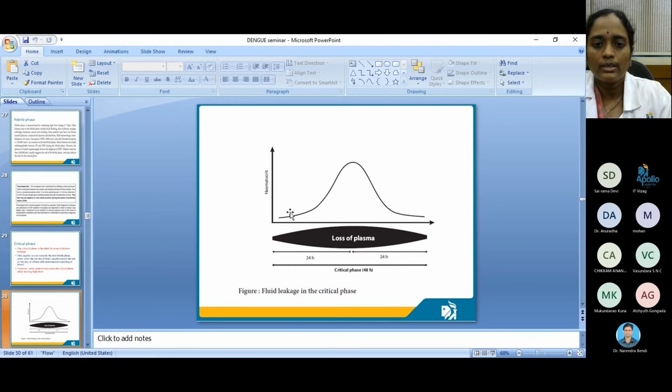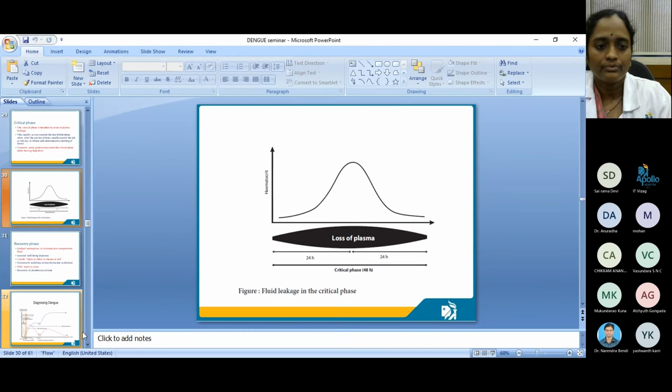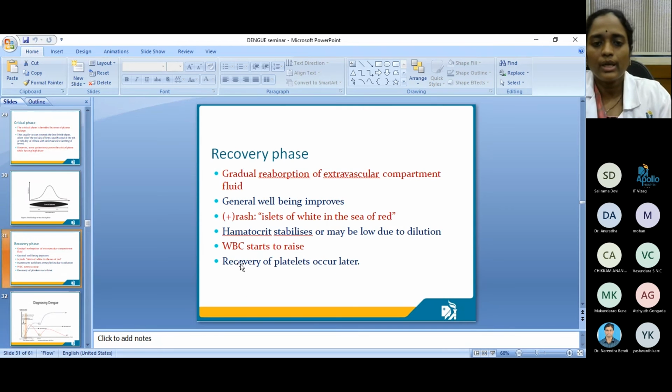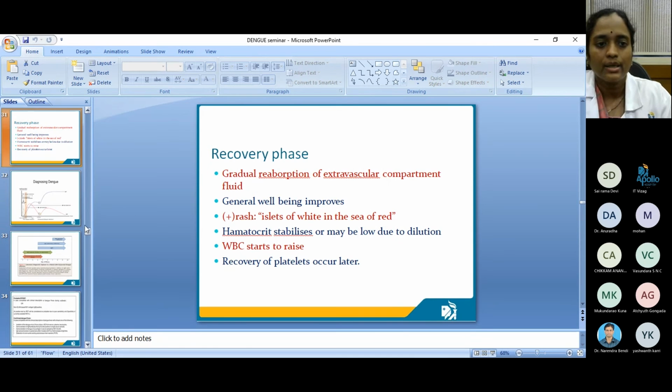So this is how the hematocrit rises, as plasma is lost in the critical phase of the illness. Then we have the recovery phase, where we are happy that he has passed through the critical phase. Reabsorption occurs, the patient generally improves, the rash develops, the hematocrit stabilizes, and the WBC starts to rise.